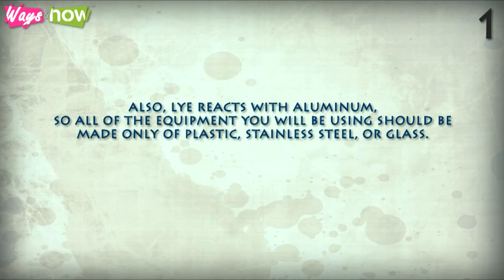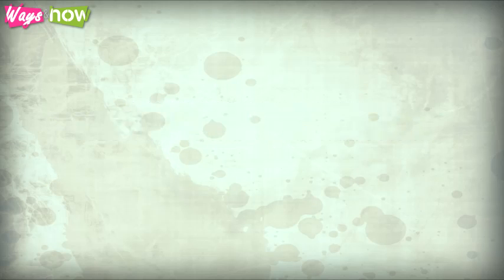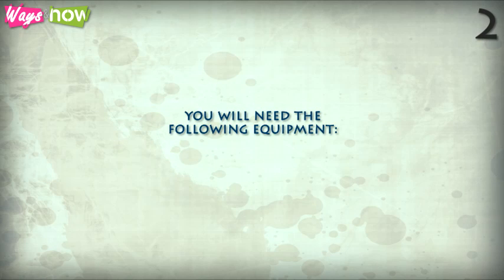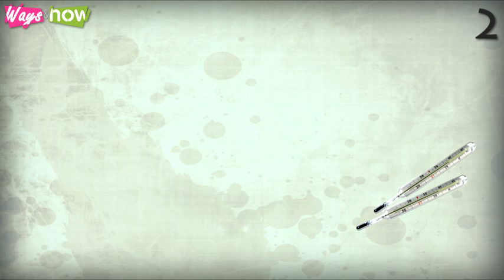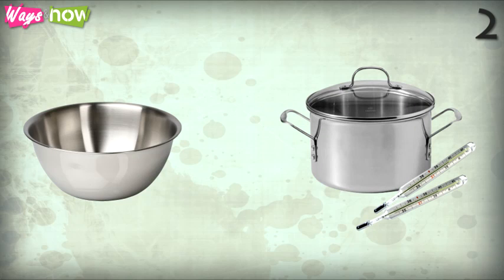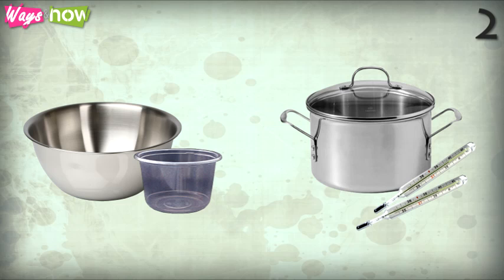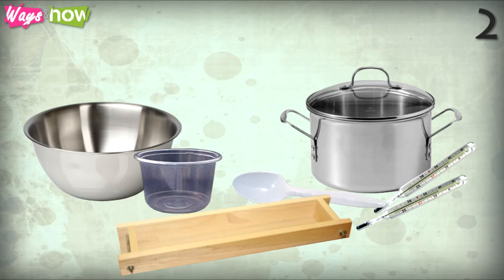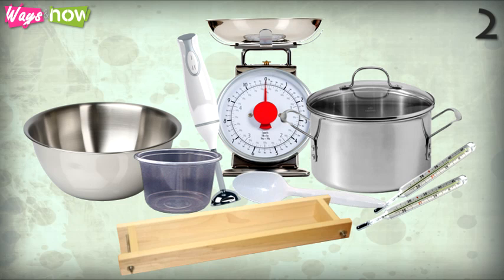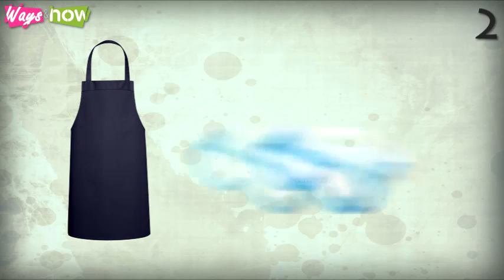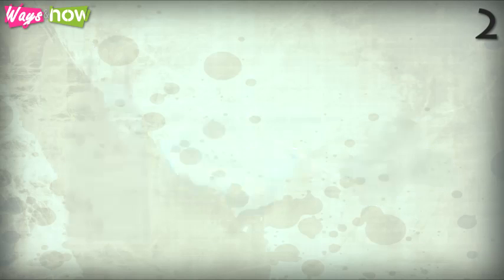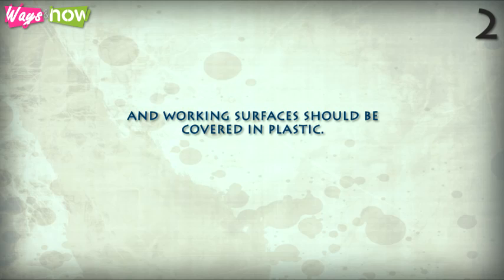Also, lye reacts with aluminum, so all of the equipment you will be using should be made only of plastic, stainless steel, or glass. 2. To make soap, you will need the following equipment: 2 glass-covered thermometers, a large pot, a large mixing bowl, plastic containers for weighing separate ingredients, large heavy-duty plastic spoons, soap molds, a stick blender, and a scale that weighs in ounces. Because lye is involved, protective gear such as an apron, safety goggles, and gloves should be worn, and working surfaces should be covered in plastic.